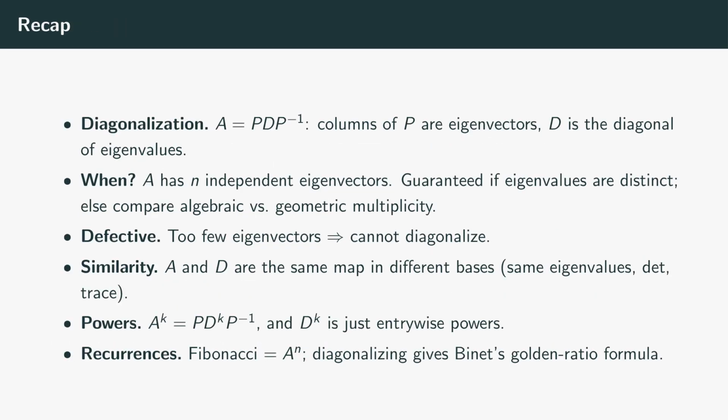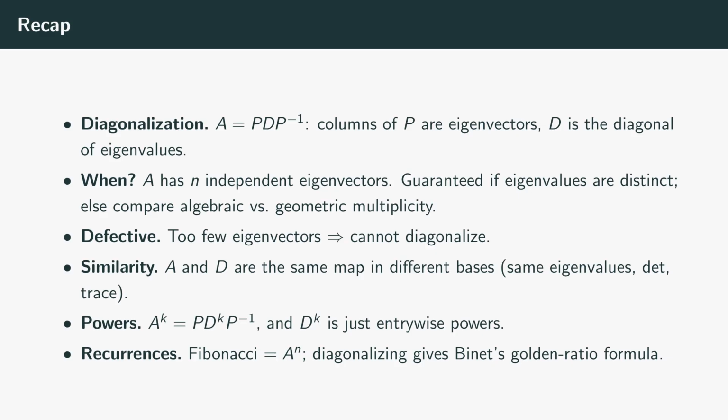Let's recap. To diagonalize a matrix A, we write it as p times d times p inverse. The columns of p are the eigenvectors, and d is the diagonal matrix of the matching eigenvalues. This is possible exactly when A has enough independent eigenvectors to fill the space, guaranteed when the eigenvalues are all distinct, and otherwise decided by comparing each eigenvalue's algebraic multiplicity to its geometric multiplicity. When the eigenvectors run short, the matrix is defective and cannot be diagonalized.